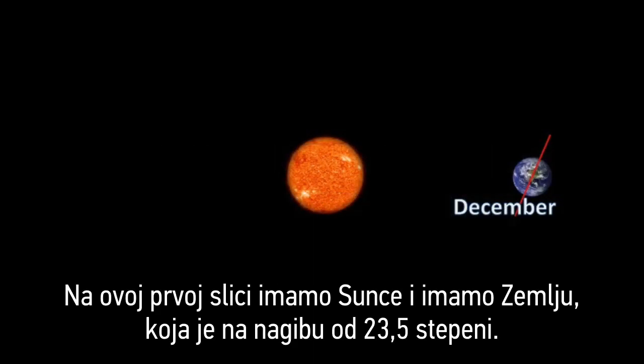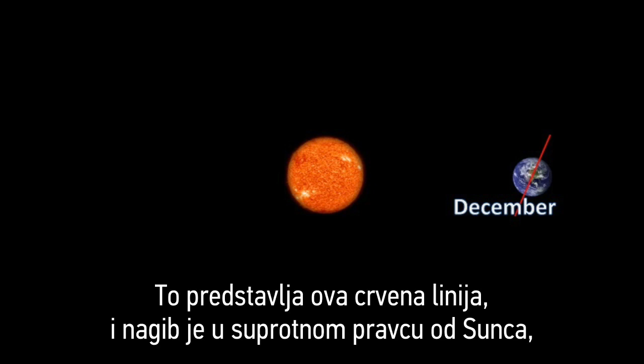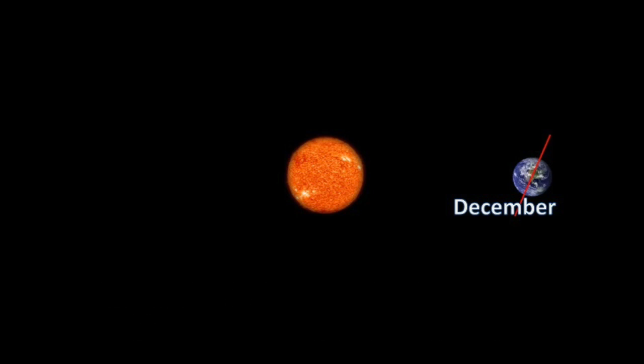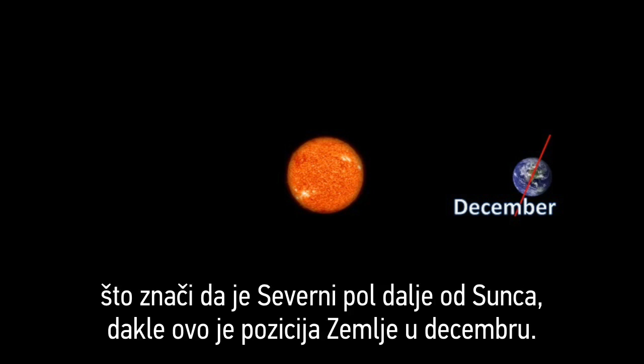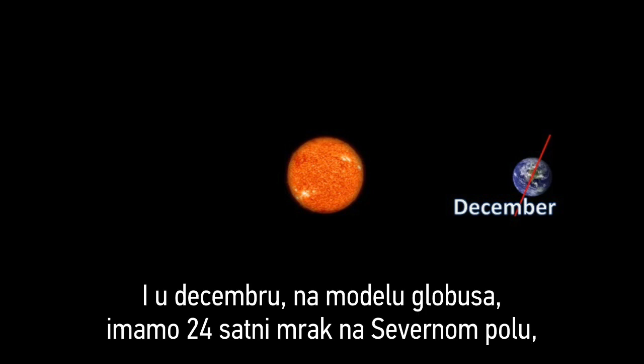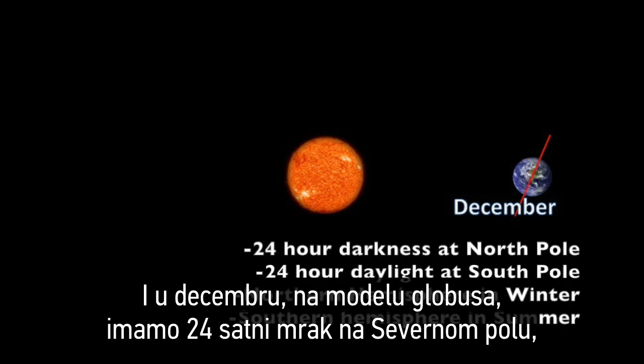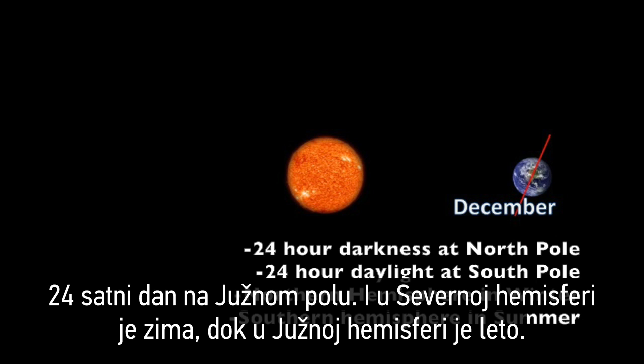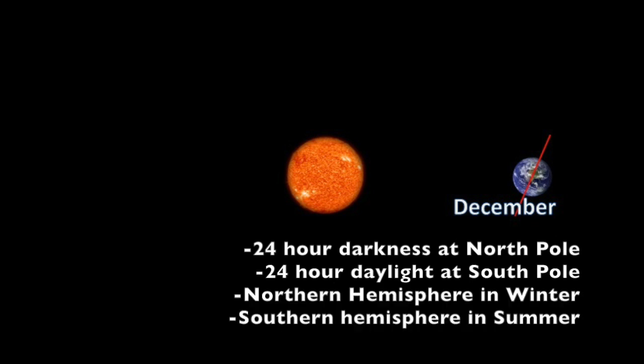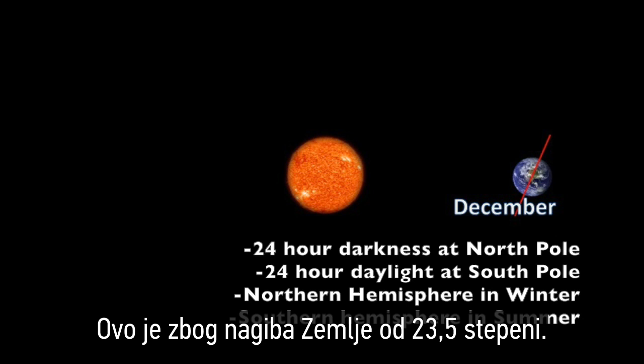In this first image, I'm showing you the sun and I'm showing you the earth, and I have the earth on a 23.5-degree tilt. That's what this red line represents, and the tilt is away from the sun, meaning the North Pole is facing away from the sun, meaning this is the Earth's position in December. And in December, on the globe model, there's 24-hour darkness at the North Pole, there's 24-hour daylight at the South Pole, and the northern hemisphere is in winter, and the southern hemisphere is in summer. This is caused by the 23.5-degree tilt of the Earth.